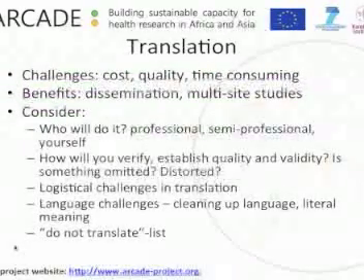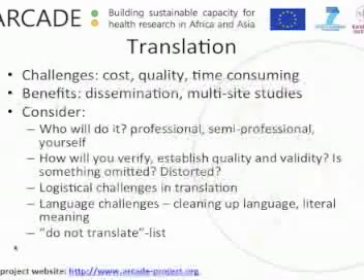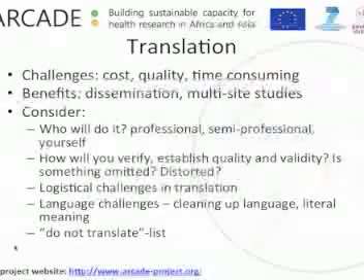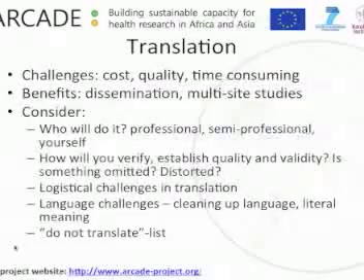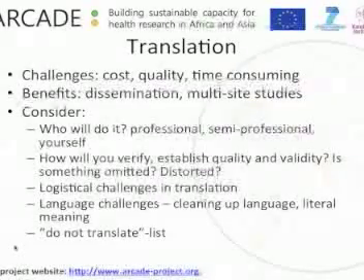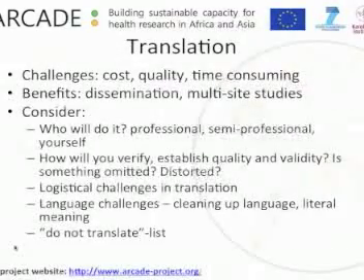Translation in most settings is also an issue. If you don't speak the language where you're doing the interviews, or if your supervisors don't speak the language that you speak and you're doing the interviews in, and you need to do some kind of independent data analysis. So that is also something to think about.